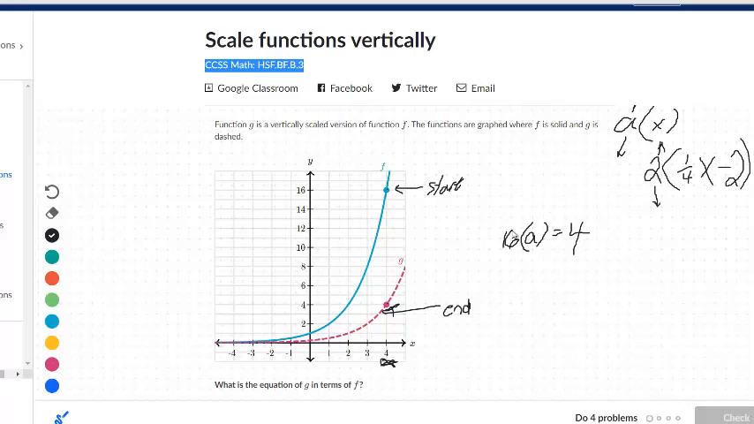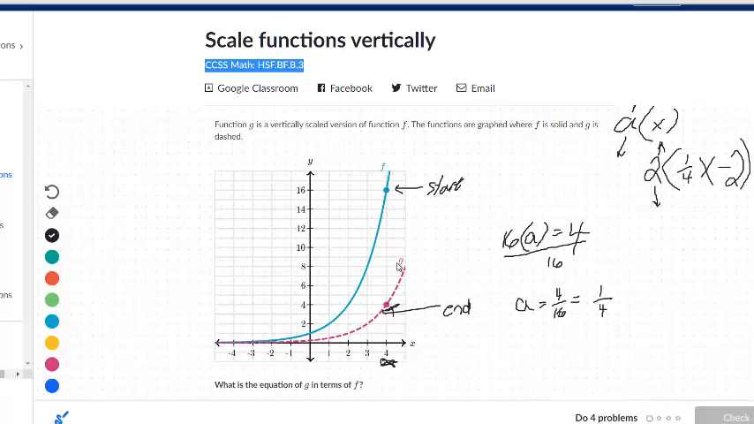So our starting point here at 16 ends at 4. You may already be thinking, hey, to get that a by itself, that scalar factor, we're going to have to divide both sides by 16. And so my scalar factor is going to be 4 over 16, which we can simplify to 1/4. Okay? So what it's doing is it's making it 1/4 the height.